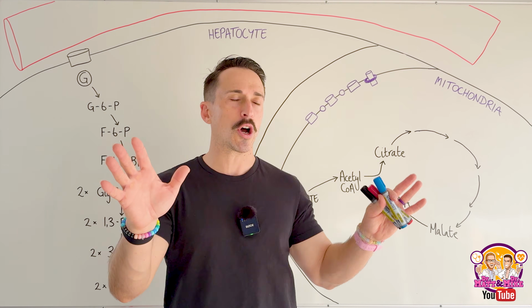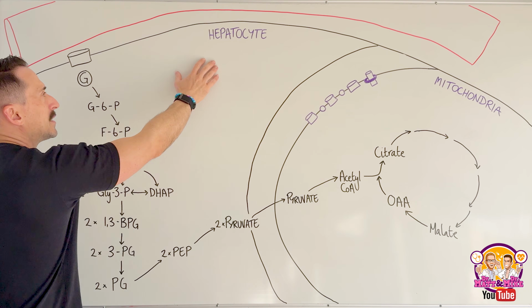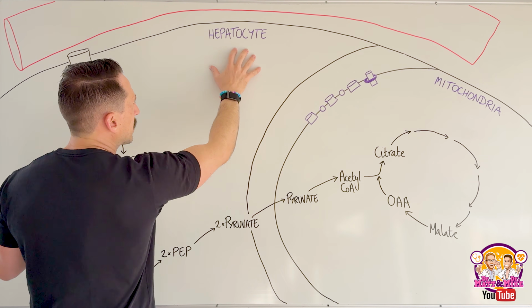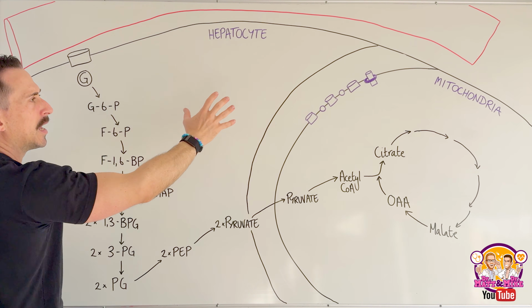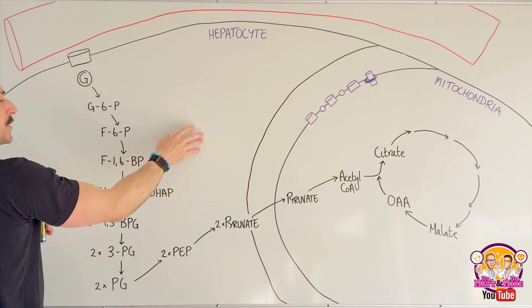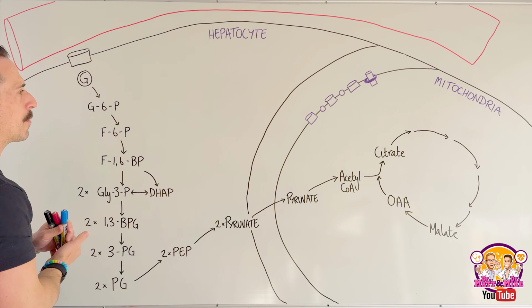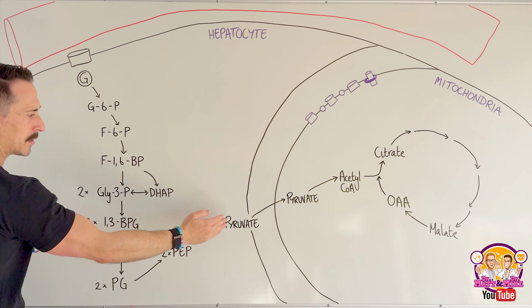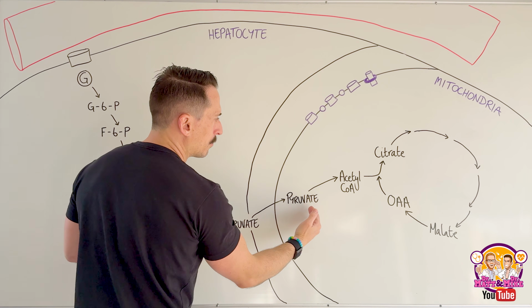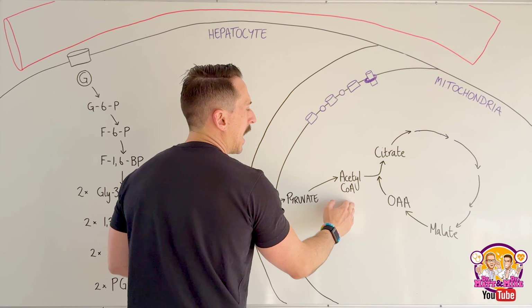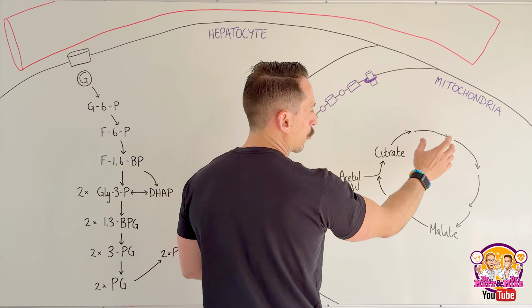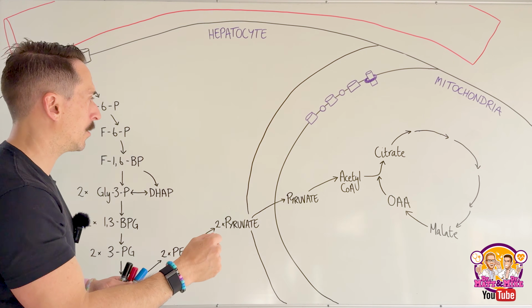So to begin, let's orientate ourselves first of all. We are basing this in a hepatocyte. So this is a liver cell and we've got the mitochondria here. So this is obviously the cytosol. And what I've drawn up here is glycolysis and then pyruvate entering the mitochondria, turning to acetyl-CoA, and then some important aspects of the Krebs cycle that are important in gluconeogenesis.